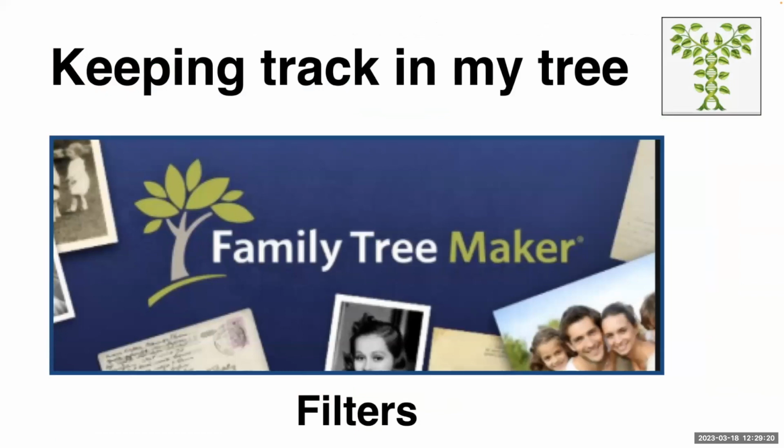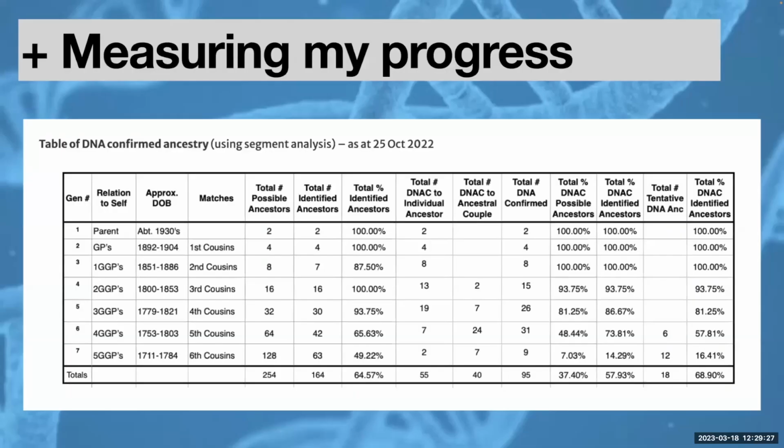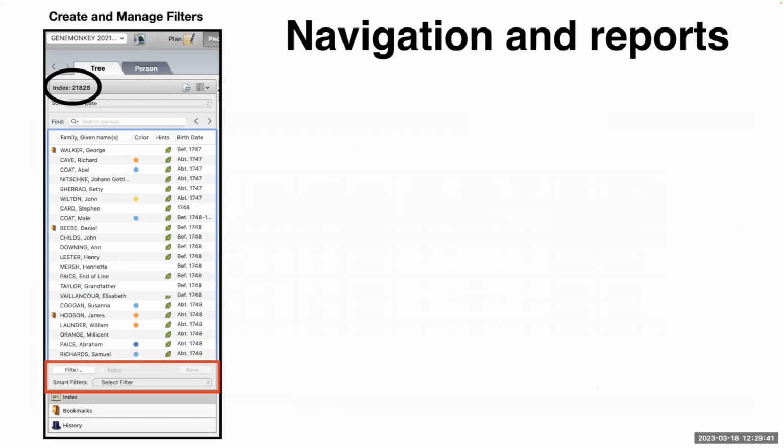So the next thing was filters, and similar to the hashtags and groups that Danielle was talking about, I found that filters were a good way to give me this information that I've been trying to keep up to date. I basically put this table together about once a year just to see how I'm going. And as you can see, they're also good for navigating around in your tree and doing that report. So you can see there I've got about 21,000 people in my tree at the moment.